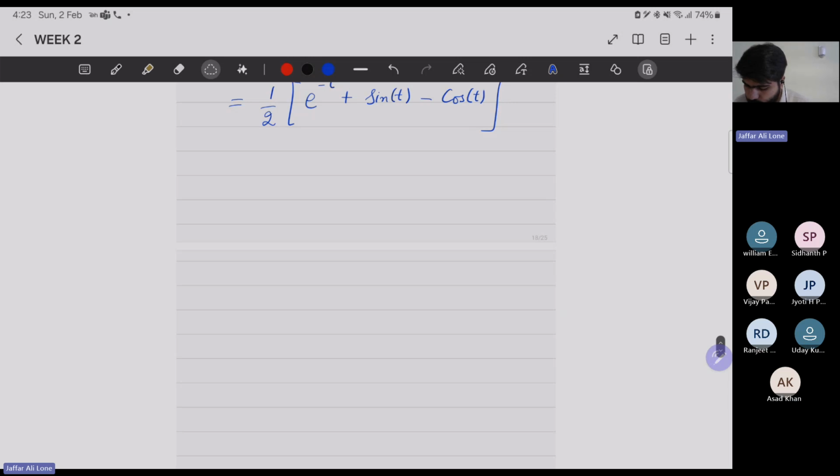Right, so now there is another very important property that is called time reversal.